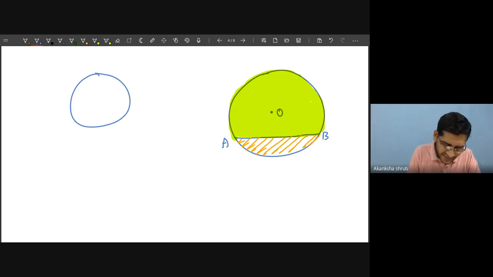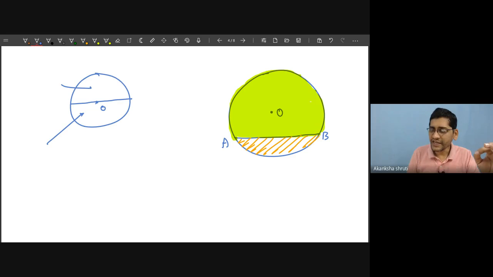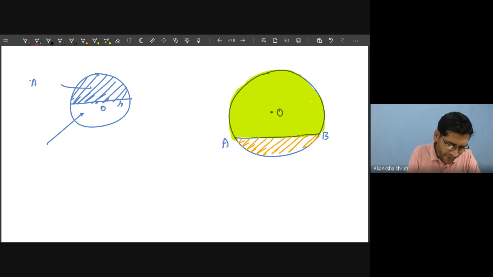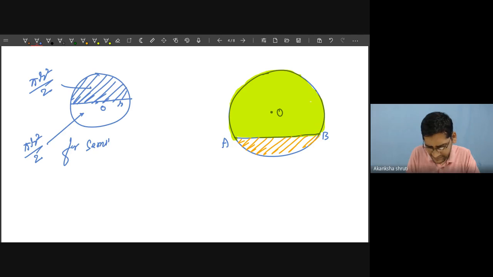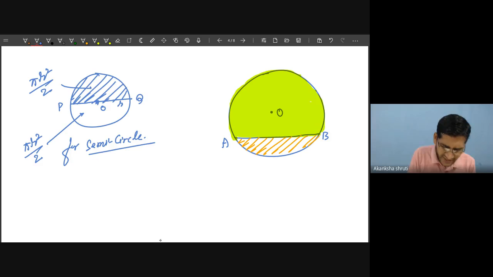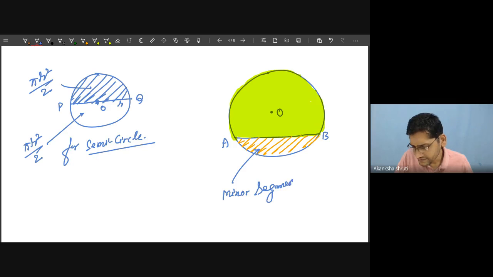Students, if we consider a circle with center O and a diameter, then for the entire circle the area is pi r square. So for just one of these parts, the area will be half of pi r square, that is pi r square by 2. The other part also has pi r square by 2, which means it is a semicircle, the circle divided into two equal parts. But if it is not the diameter, then it has two kinds of segment. One is called the minor segment, the other is called the major segment.